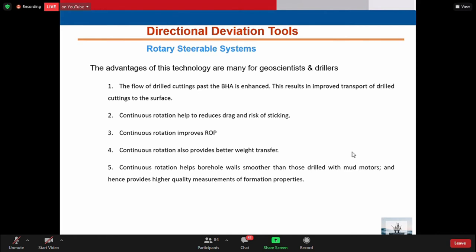Also, the continuous rotation of the rotary steerable system provides better weight transfer. When I rotate the whole drill string, the weight on bit required to cut the rocks will be better, provided continuously from the rotation of the drill string. Also, the continuous rotation helps the borehole to be smoother than with the mud motor, as it provides higher quality measurements and a smoother and very accurate execution of the required direction and the required angle.